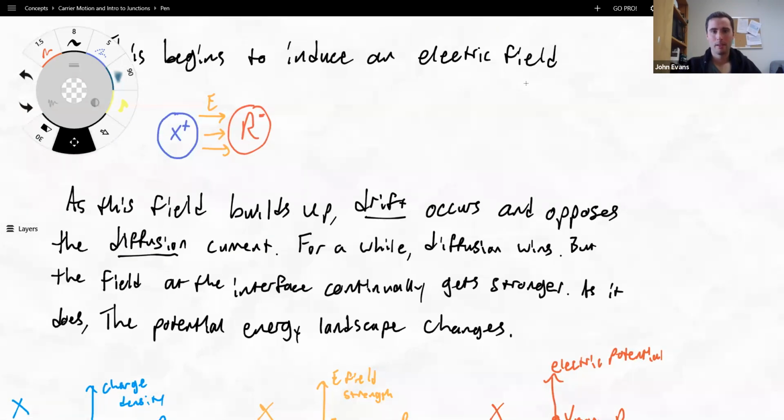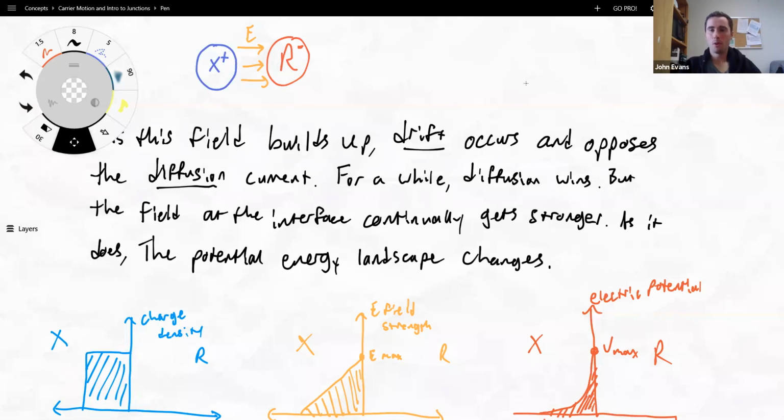For a while, diffusion will be stronger because there's still a large concentration gradient. There's going to be a higher potential energy on one side than the other. But remember, when we add in drift, when we add in that electric field, we are modifying the potential energy landscape. And so as we continue to put electrons over that barrier, or over that interface, the drift current and the electric field gets stronger and stronger.